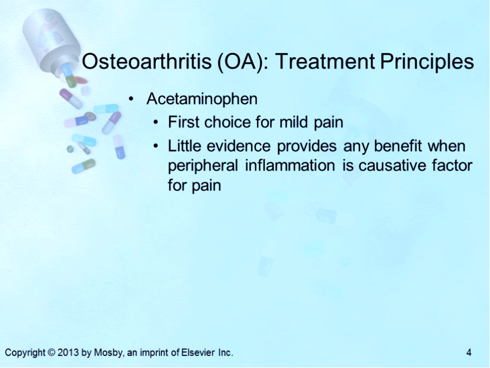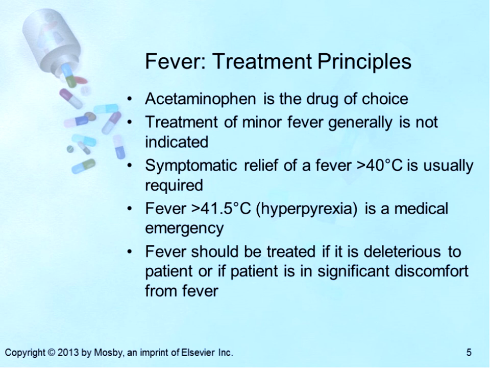For the person with osteoarthritis, acetaminophen is the medication of first choice for mild pain. Little evidence suggests that acetaminophen provides any benefit with peripheral inflammation as a causative factor for the pain.